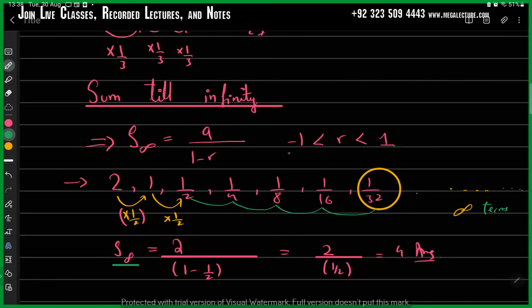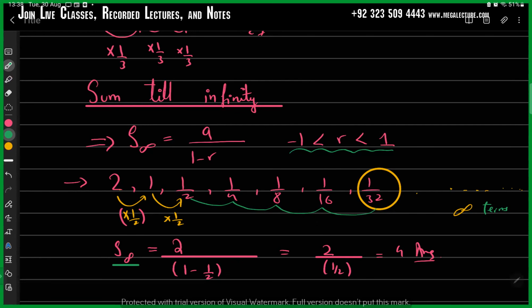And always remember, this formula is only applicable if your r is between -1 and 1. Basically, r has to be a fraction that is greater than -1 and less than 1. It could be -1/2, it could be +1/2, that does not matter, but it has to be a fraction where the magnitude is less than 1. So in that case, you can use this formula.